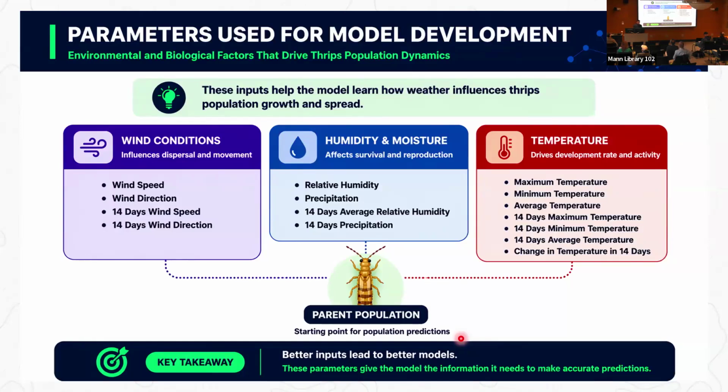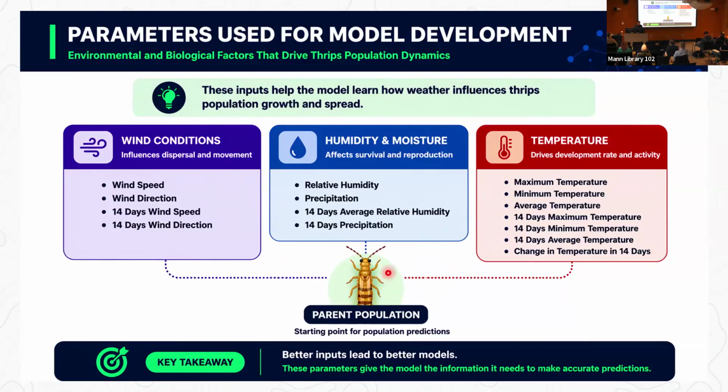The question we try to address is, what are the biological and abiotic factors that impact thrips population dynamics? And these are the different parameters. As you can see, wind conditions, there are 4 different variations of that, because wind conditions impact how thrips move or spread. Humidity, because it impacts thrips survival. Temperature, because variations of this impact the thrips developmental time and many other processes. Parent population, because that's the starting point.